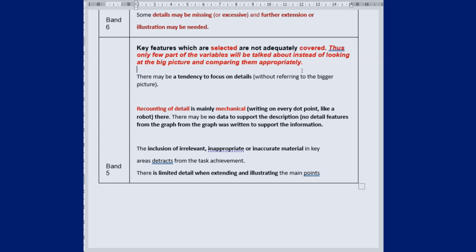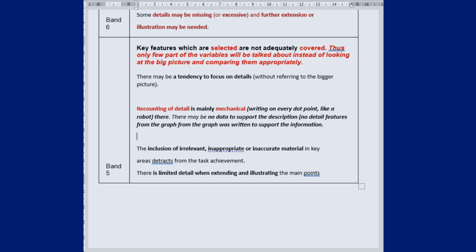There may be a tendency of focusing on detail without having the big picture looked at, and that is what has been explained. When you hear something like recounting of details, mainly mechanical, it means that you are writing on every dot point like a robot. This is extra information I just provided for you to understand what it means. There is no generalization, no point of giving us the big picture of the idea. Remember that this is not mathematics.